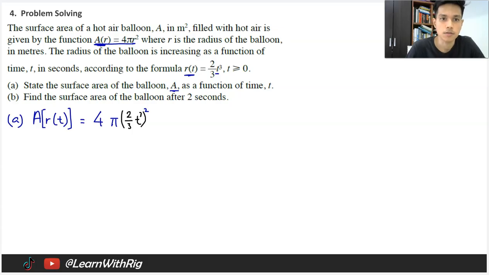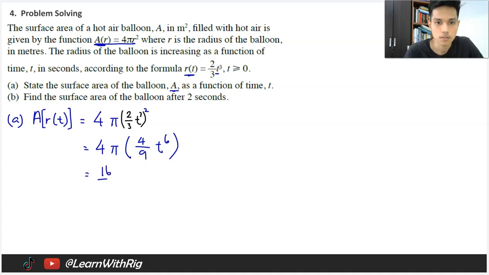And you're going to square this. So here it becomes 4 pi, and the bracket here, when I square this, it's going to become 4 over 9 t to the power 6. Yeah, 3 times 2 is 6, correct. So 4 over 9 t to the 6. So when you multiply, it becomes 16 over 9 pi t to the power 6. Okay, so this is your answer in terms of t, correct?